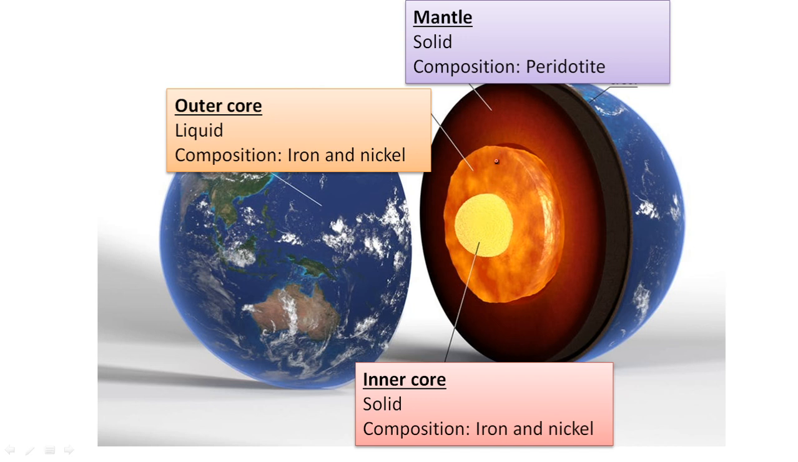Why is this part in the middle of the earth liquid? Well, this is because of the relation between temperature and pressure. Depending on these two magnitudes, the state of the rocks can change between solid and liquid. So, well, this is the explanation.